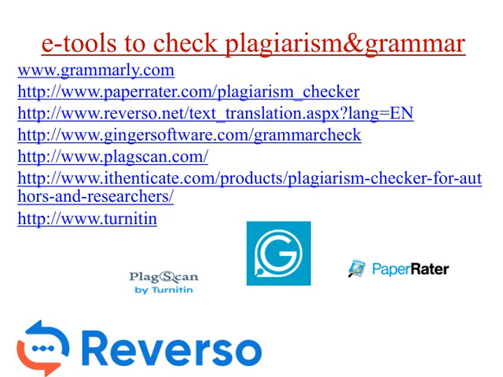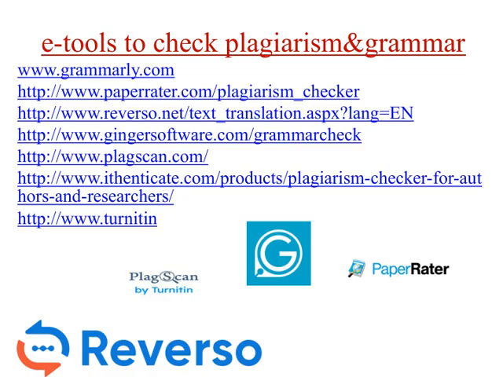Now, let's take a look at some essential e-tools that can help us ensure the quality and integrity of our writing. First, Grammarly is a widely used platform that checks for both grammar and style issues, making our work clearer and more professional. Then we have PaperRater, which not only reviews grammar but also scans for plagiarism, giving us confidence in the originality of our content.